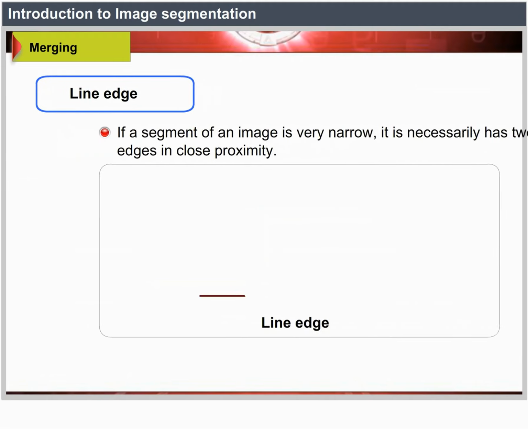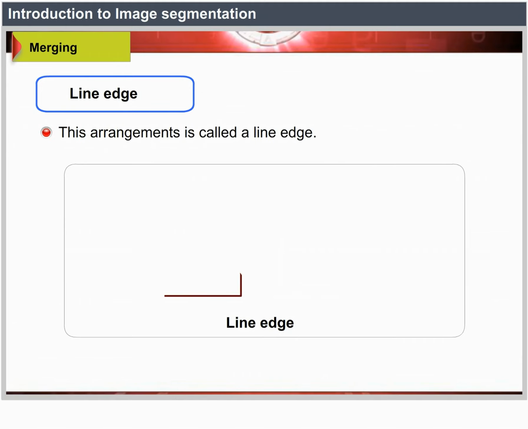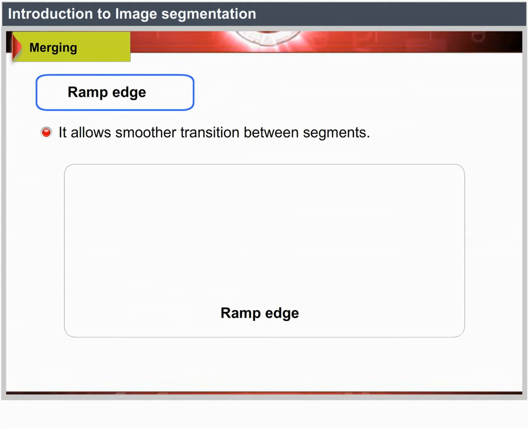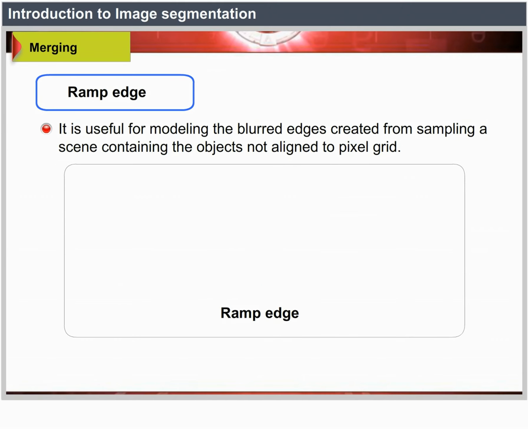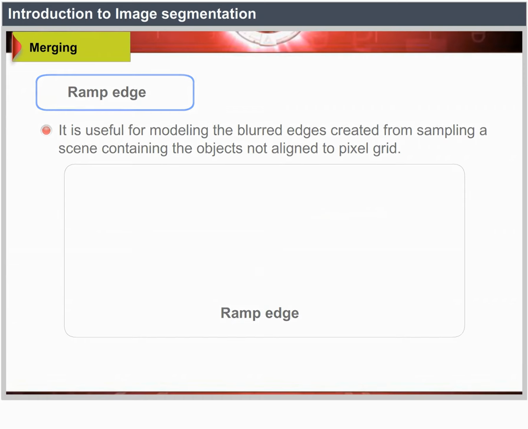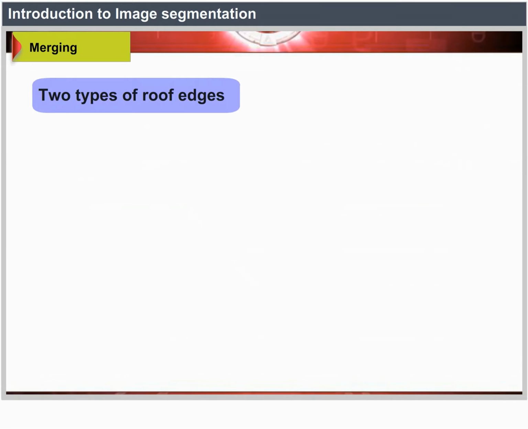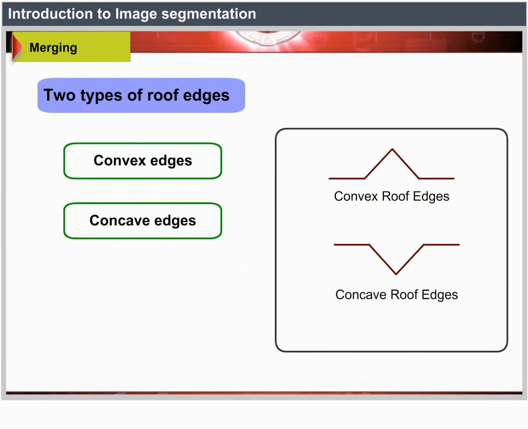Line edge. If a segment of an image is very narrow, it necessarily has two edges in close proximity. This arrangement is called a line edge. Ramp edge. It allows a smoother transition between segments. It is useful for modeling the blurred edges created from sampling a scene containing objects not aligned to the pixel grid. Roof edge. Two nearby ramp edges result in a line structure called a roof edge. Roof edges are of two types: convex edges and concave edges.